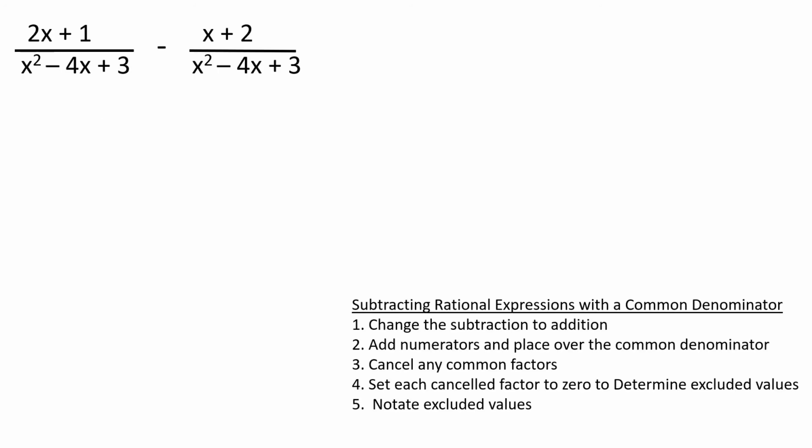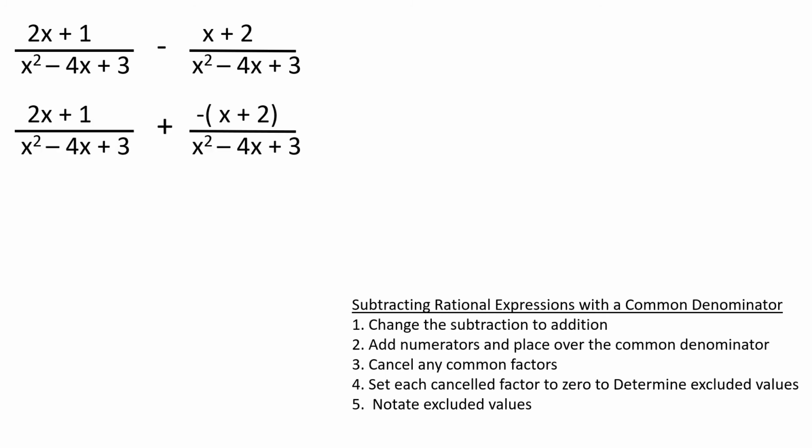Then we're looking at here. Again, we have the common denominator x squared minus 4x plus 3. So we're going to change the subtraction to addition. But this time, notice when I put my plus minus, I put the x plus 2 in parentheses down here, because this negative belongs to everything inside the parentheses. All right, this negative belongs to the x, and the negative belongs to the 2, positive 2.